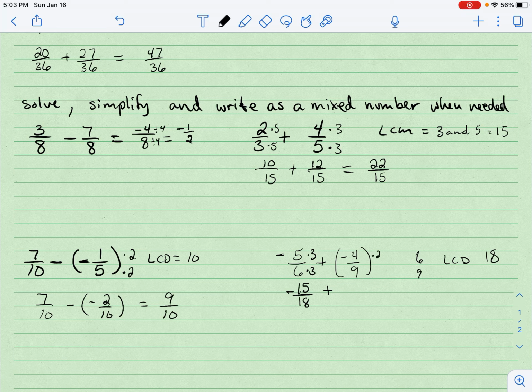Plus this one we're multiplying by 2. So that's going to be negative 8/18. Okay, they're the same sign, so we keep them together. Negative 15 and negative 8. We're going to add them, keep the sign. So 15 plus 8 is going to give us a negative 23. So we kept the sign because they're both negatives that we're adding, and then the denominator stays the same. So we're at 18.